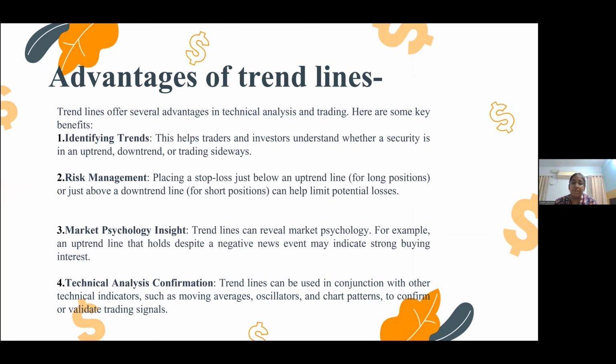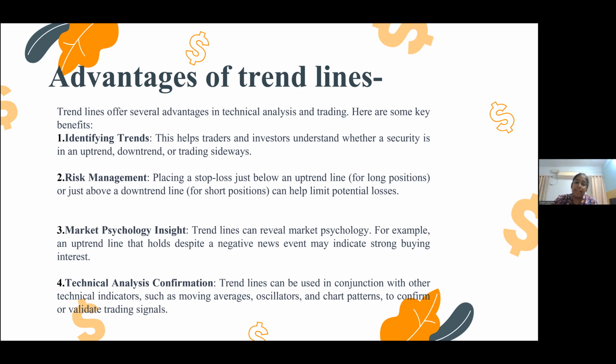Now, what are the advantages of trend lines? Trend lines offer several advantages. First is to identify the trend. This helps traders and investors understand whether they are investing in an uptrend, downtrend, or just a sideways trend. Second is risk management. Placing a stop loss just below an uptrend or just above a downtrend can help them limit their potential losses. If they have already set their loss line, they can decide that if the price goes beyond this, I will sell my stock, or if the price goes beyond this, I'll buy more of this stock. This can prevent the risk itself.